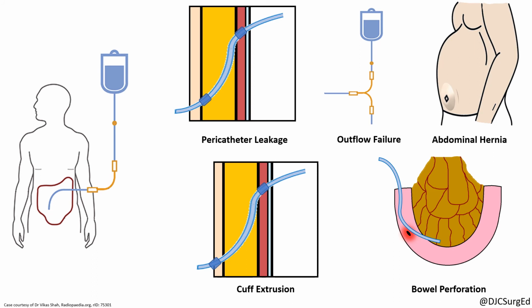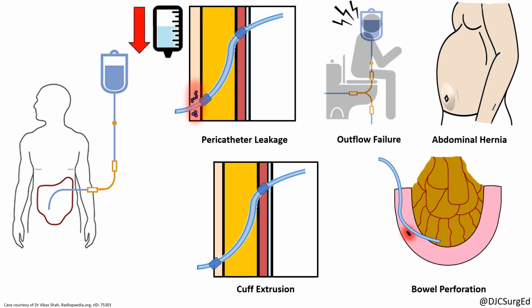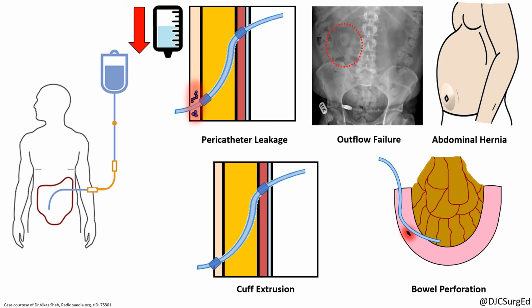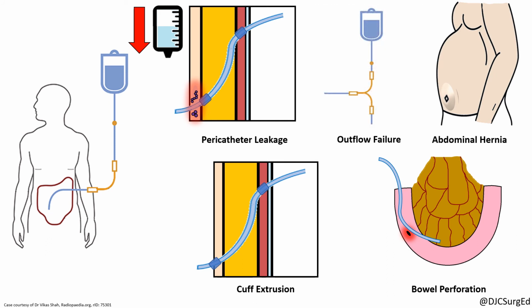Pericatheter leakage can irritate the skin and increase the risk of infection. Management is usually accomplished by decreasing the dialysate volume. Catheter dysfunction from outflow failure is most often due to constipation, and an abdominal X-ray can identify any kinking or tube displacement. Abdominal wall hernias should be repaired at the time of catheter insertion.